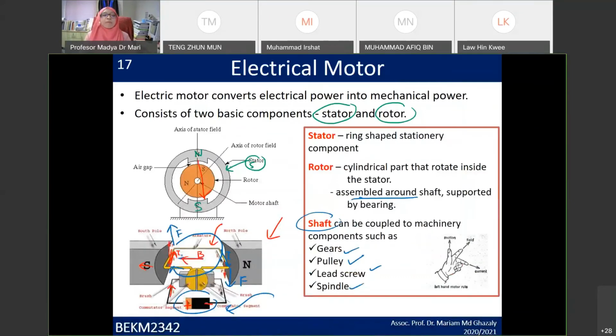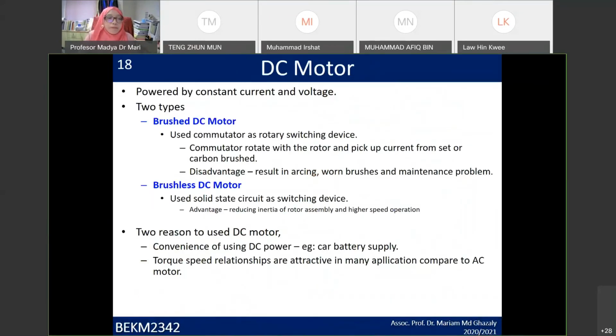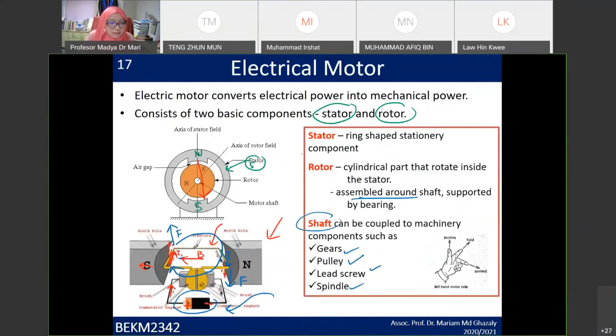Right. For the DC motor, you have two types, brush DC motor and brushless DC motor. For the brush DC motor, normally you have the commutator as well as a switching device. The disadvantage is that it results in arcing, brush wear and maintenance. So what is actually the commutator? If you see here, this one is the commutator.